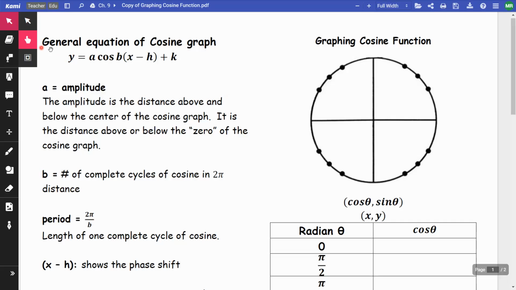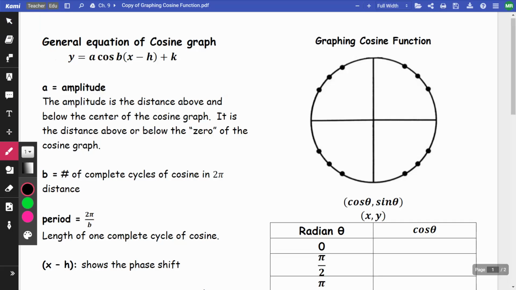So this video is on the notes on graphing cosine. So here's a general equation of a cosine graph. Y is equal to A times the cosine of B times the quantity X minus H, plus K.